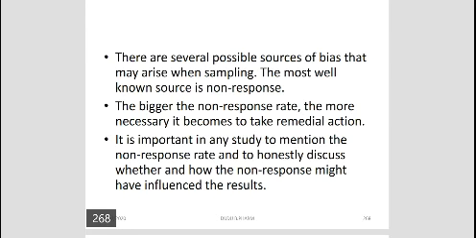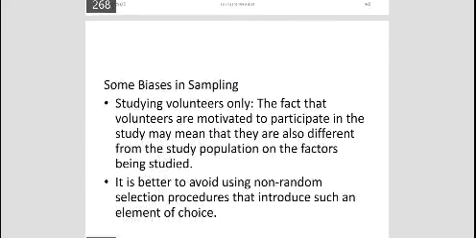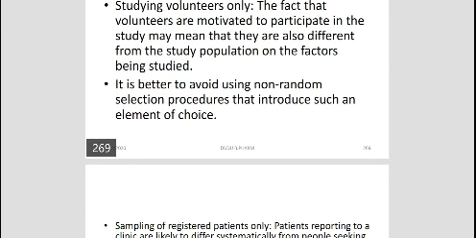It is important in any study to mention the non-response rate and to honestly discuss whether and how the non-response might have influenced the result. Some biases in sampling: studying volunteers only. The fact that volunteers are motivated to participate in the study may mean that they are also different from the study population on the factors being studied. It is better to avoid using non-random selection procedures that introduce such an element of choice.